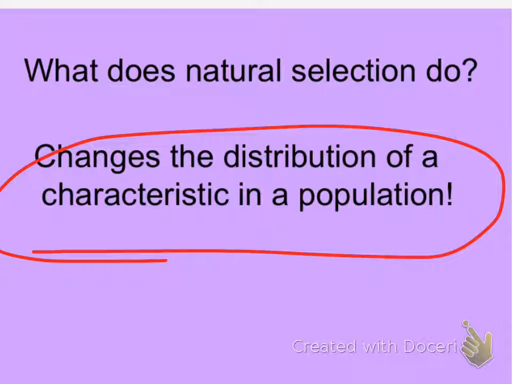Which bacteria get to pass on their genes? The ones that were able to resist that antibiotic. So natural selection changes the distribution of characteristics in a population, and you always have to think about what gives an organism an advantage. And I got an opportunity to talk about Black Death, so I'm a happy person today.